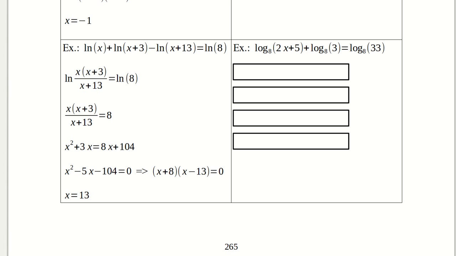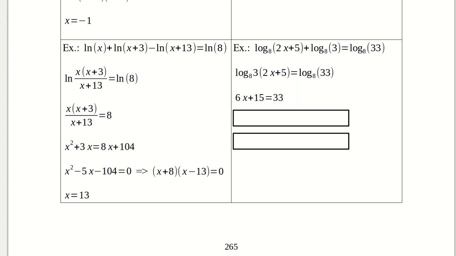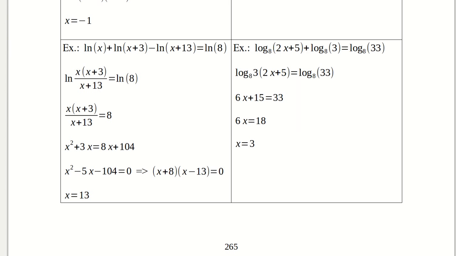The last example on this page, no coefficients. So we don't need the power rule. The bases are all 8, so we'll be able to equate the arguments. But we do have two logs on the left side, so we've got a little work to do cleaning those up. In particular, since we're adding, both of those logs are positive, we're going to multiply them inside the argument. So there's the 3 times the 2x plus 5. The log base 8s are going to go away, and we'll distribute. 3 times 2x is 6x, 3 times 5 is 15. This works out to a nice linear equation. Divide both sides by 6, and you get x equals 3, which works out perfectly.